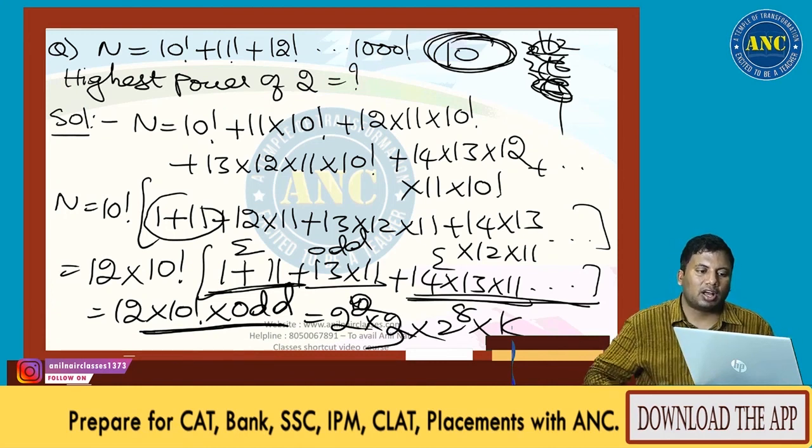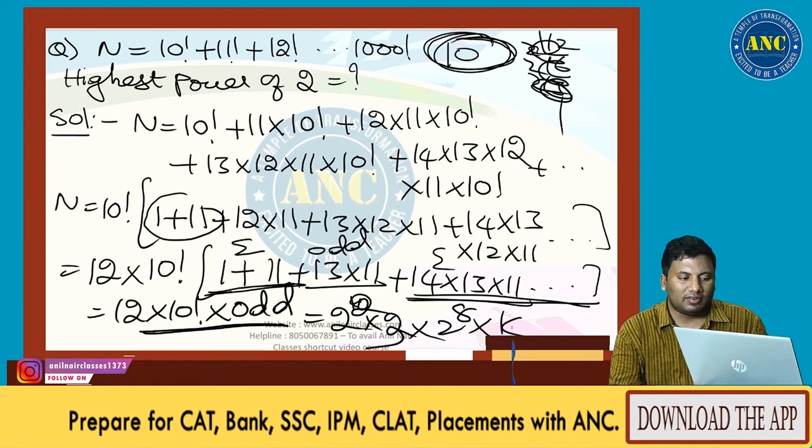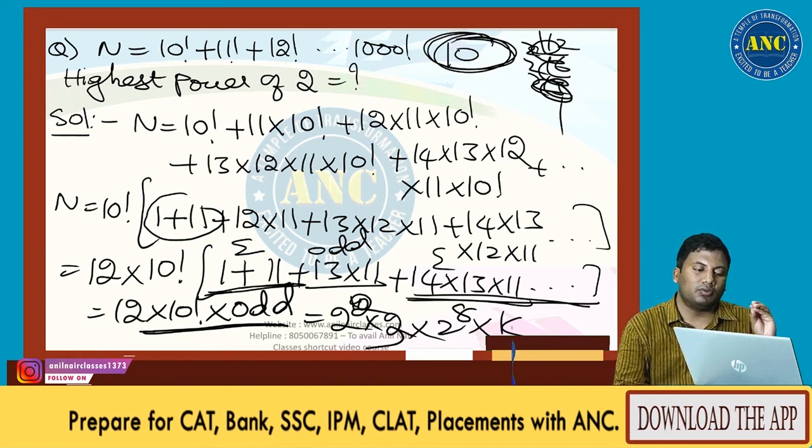Take 10 factorial common: 1 plus 11 plus 12 into 11 plus 13 into 12 into 11 plus 14 into 13 into 12 into 11 and so on. 1 plus 11 is 12. If I take 12 common, it is 12 into 10 factorial. 1 plus 11 is 12, even. 14 into any number is even. 13 into 11 is odd. Even plus even plus odd is odd. 12 is 2 square into 3, 10 factorial is 2 power 8 into k, and 2 plus 8 is 10. I hope it is clear.